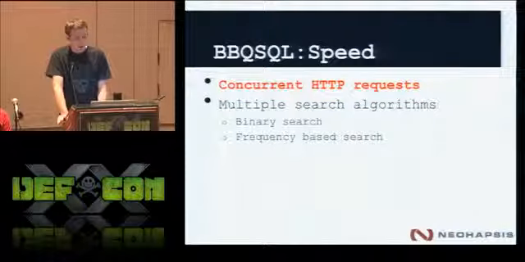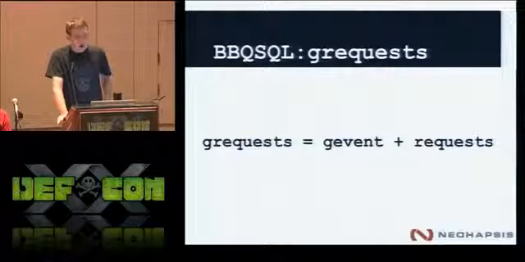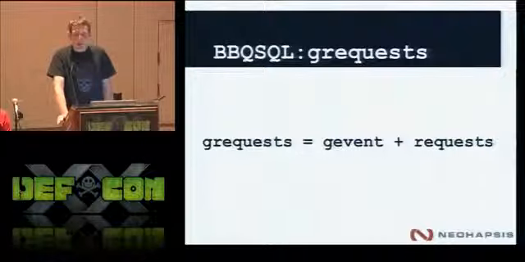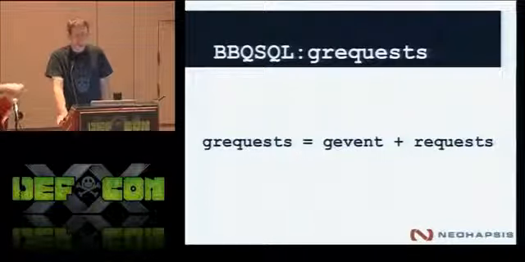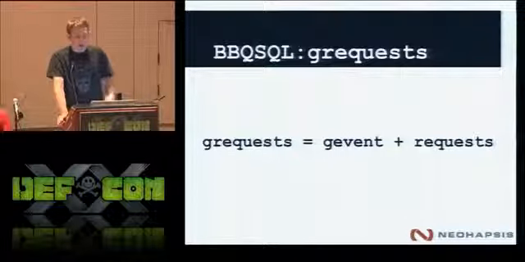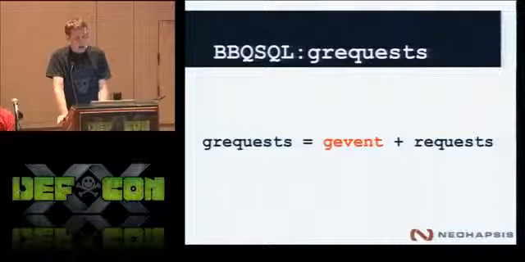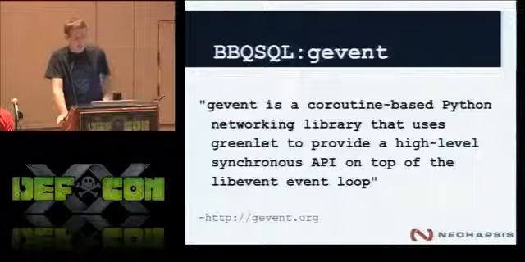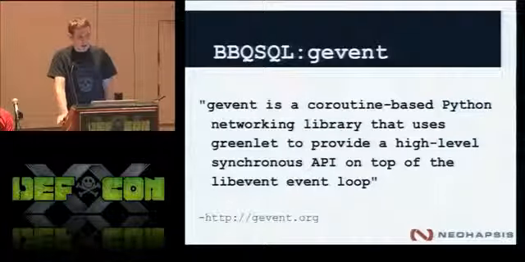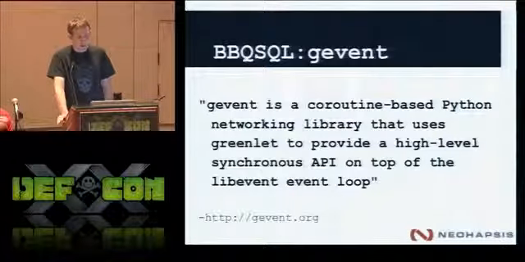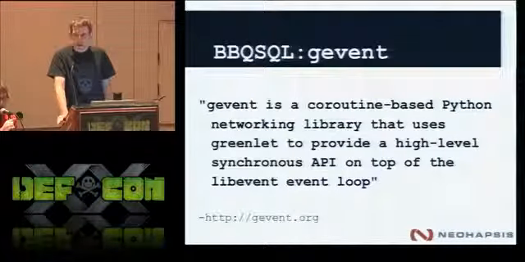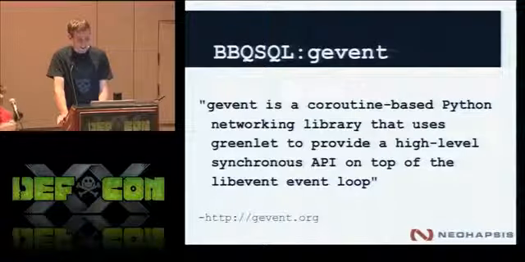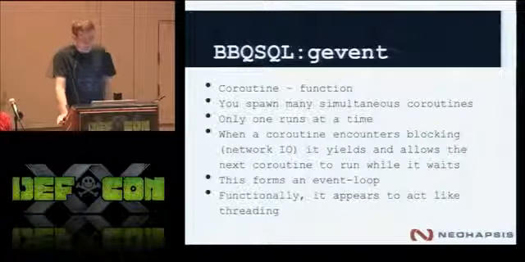So first, the concurrency. I'm using a library called grequests, and I'm sure not many people have heard of that. It's a combination of Python's gevent and the Python requests library. First, I'm going to talk a little bit about what gevent is. Gevent is a coroutine-based Python networking library that uses Greenlet to provide a high-level synchronous API on top of the libevent event loop. All right, can I move on? Yeah. All right, so I'm going to talk a little bit about what that means.